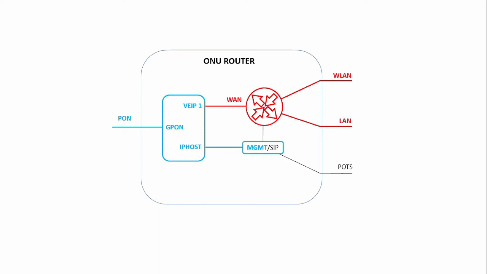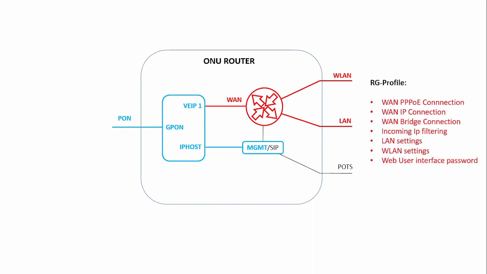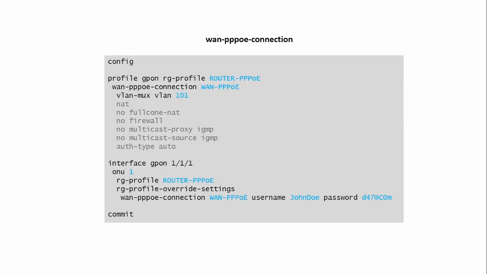Up to this point, all configurations sent to ONU have been applied to the components in blue in this ONU router schema. From now on, we'll configure the components in red that are related to the routing functions of the ONU router. In the RG profile are available for configuration 1 PPPoE connection, 1 IP connection, 1 bridge connection, incoming IP filtering, LAN settings, wireless LAN settings, and web user interface password.